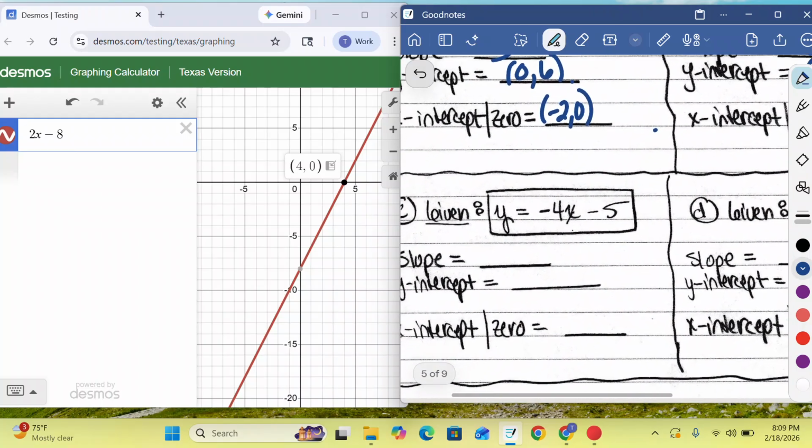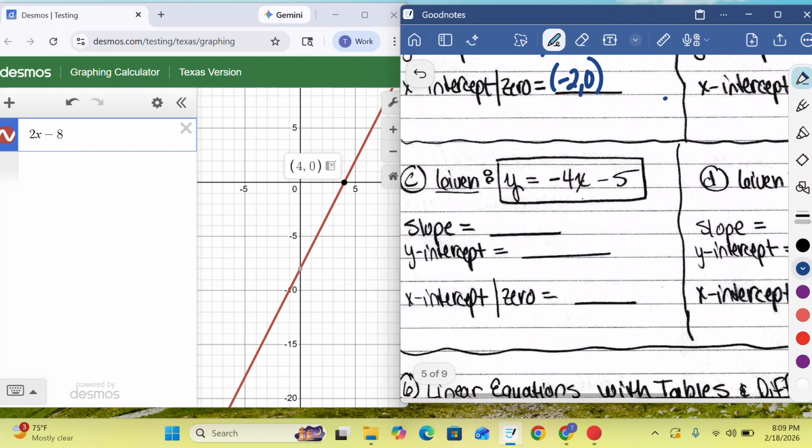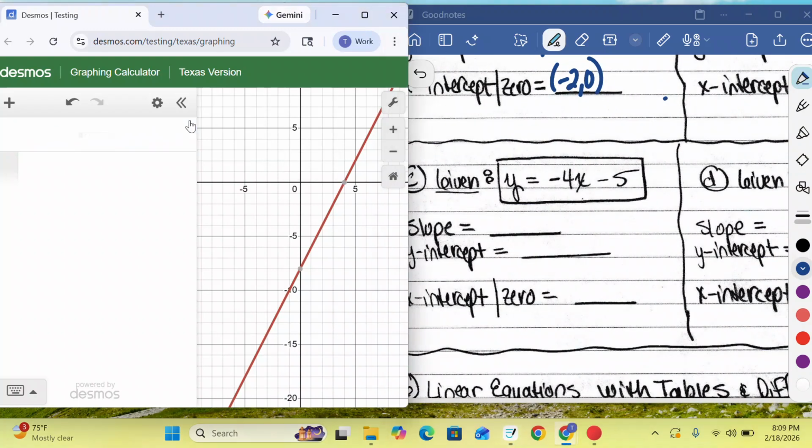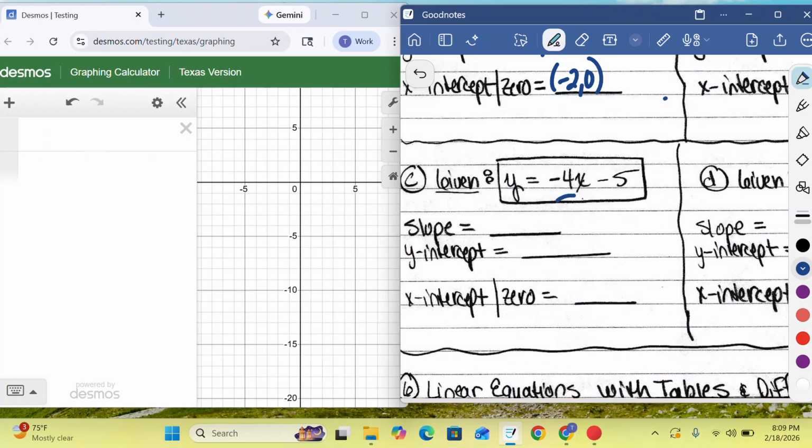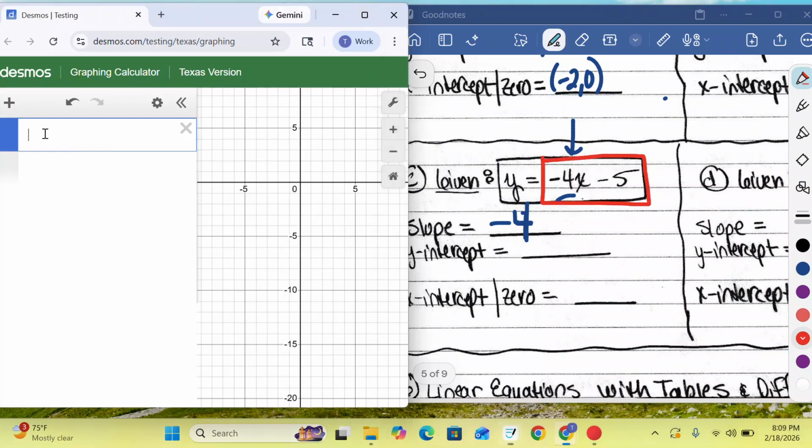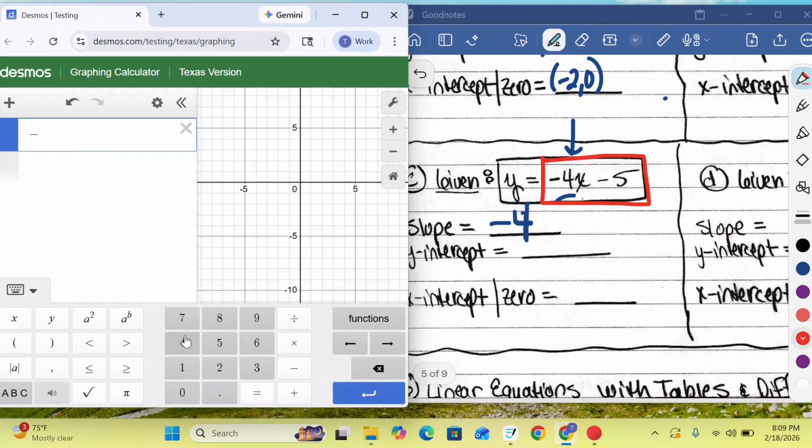And again, the next one that we're going to do is C. And automatically I can see that my slope is going to be negative 4. Why? Because it's the number next to the x. So my slope is negative 4. Now, I'm going to input this into Desmos and let Desmos do the work. So I'm going to go ahead and look at this in red, and I'm going to input negative 4x minus 5.